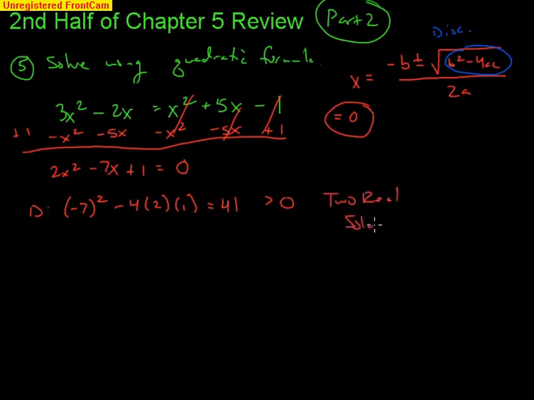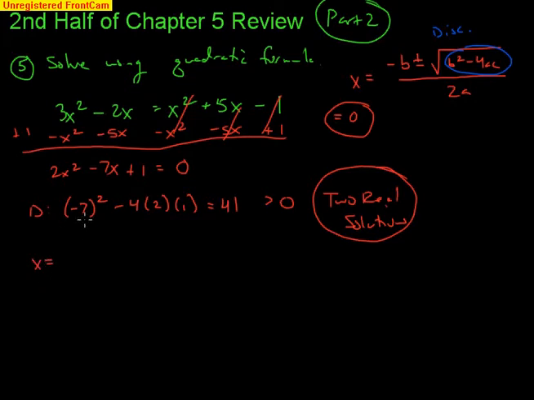So 41 is greater than 0, which means you're going to have 2 real solutions. Make sure you understand what happens when it's equal to 0 and when it's less than 0. Make sure you know what the discriminant means. And remember, if I was to graph this, 2 real solutions mean that it has 2 x-intercepts. So remember that. Alright.